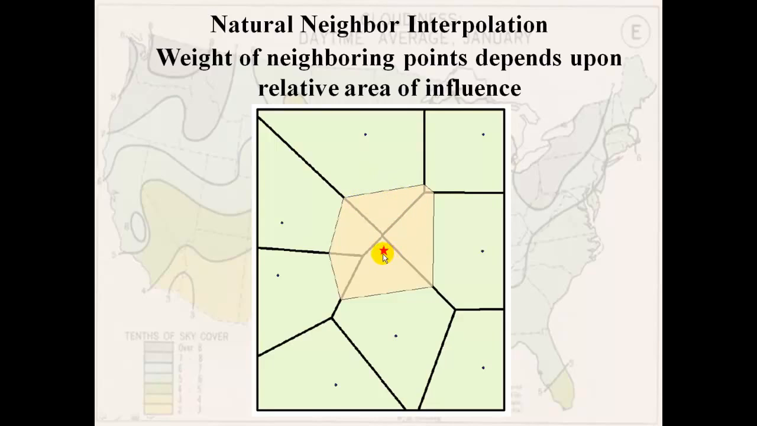So you can imagine how this compares to inverse distance weighted, where it was all dependent upon how far away the points were. So in inverse distance weighted, this point and this point would have similar weights.